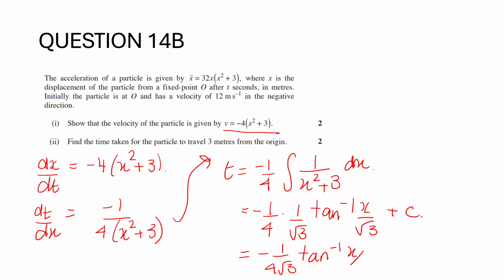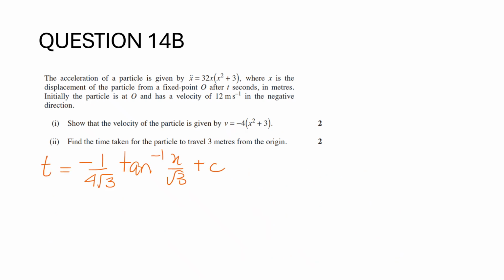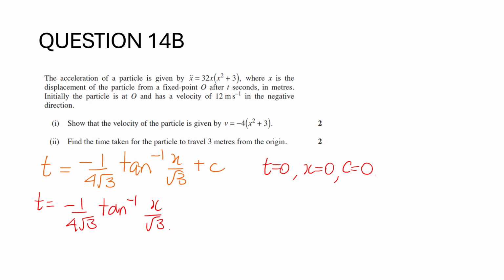And so all we've got to do now is resolve that constant. We know when t is equal to 0, x is 0, and that's going to make c 0. So t will equal negative 1 on 4 root 3 inverse tan of x on root 3. All right, answer the question. Find the time taken for the particle to travel 3 meters from the origin. Now we know that it's initially going this way, so we want x is equal to negative 3.